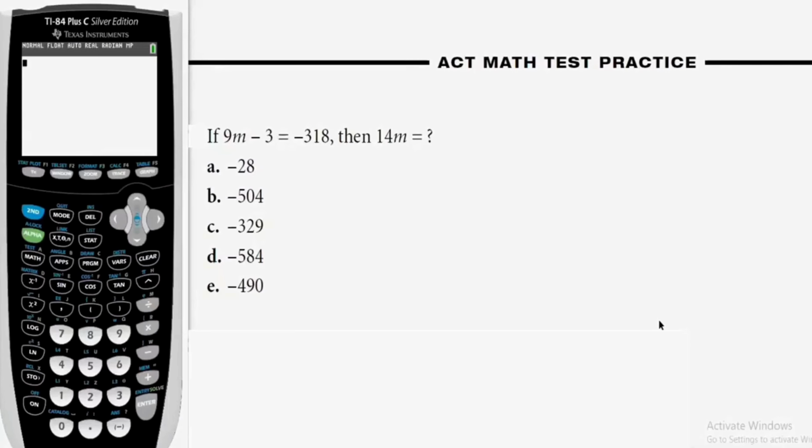In this video, we're going to learn how to solve this ACT math question easily and fast using the TI-84 plus scientific calculator. Alright, so the question says if 9m minus 3 equals minus 318, then 14m equals what? Now guys, this question is very simple. This is simple algebra in action.